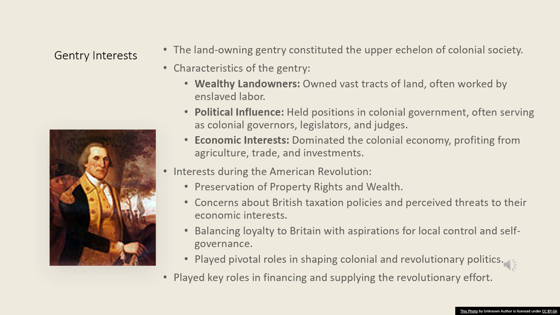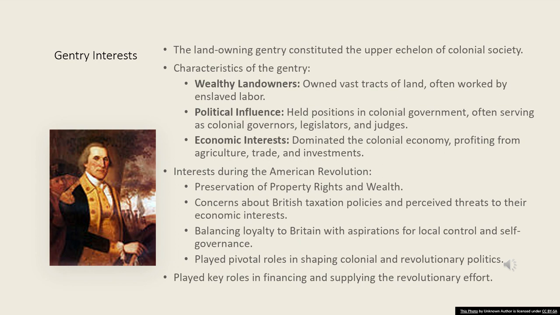The landowning gentry in colonial America occupied the highest rung of society, exerting significant influence over both the colonial economy and politics. These individuals were characterized by their vast land holdings, often maintained through the labor of enslaved individuals. They held prominent positions in colonial government, serving as colonial governors, legislators, and judges, enabling them to shape colonial policies. The gentry class dominated the colonial economy, deriving income from agriculture, trade, and investments.